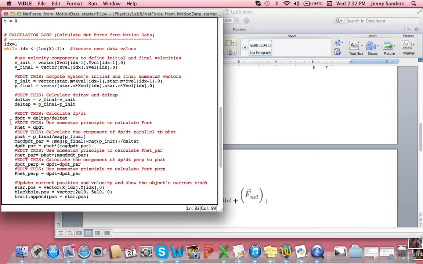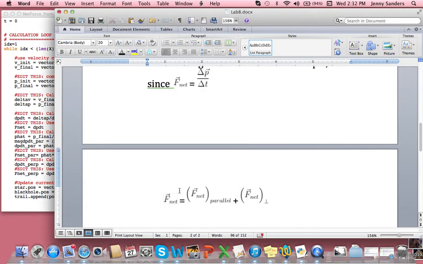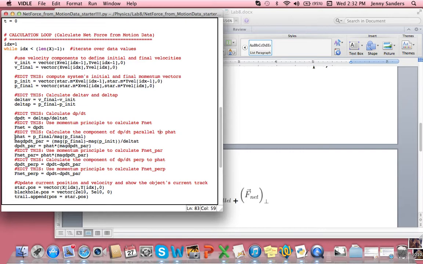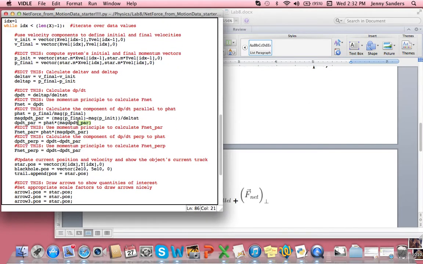So in my code, I said that dP dt equals the change in momentum over change in time, which we know, and that using the momentum principle, we can say F net equals dP dt. The parallel component of F net and of dP dt is equal to the change in magnitude over the change in time times the unit vector. So we're going to find the unit vector, which is the momentum divided by the magnitude. Then we find the parallel component by multiplying the unit vector times the change in magnitude over the change in time. So we got that right here.